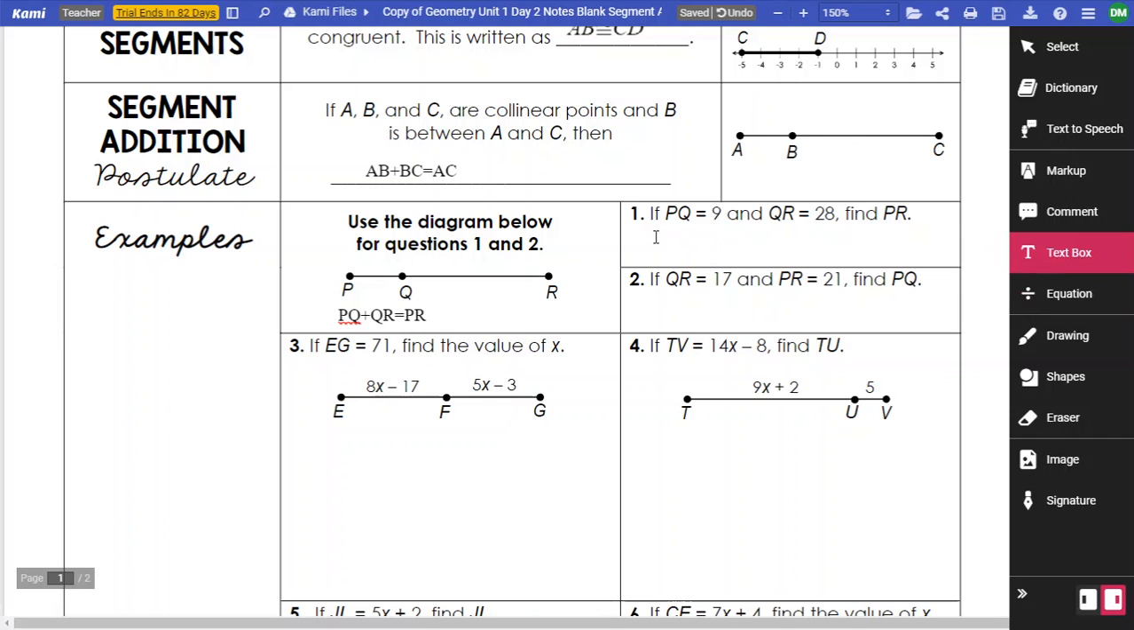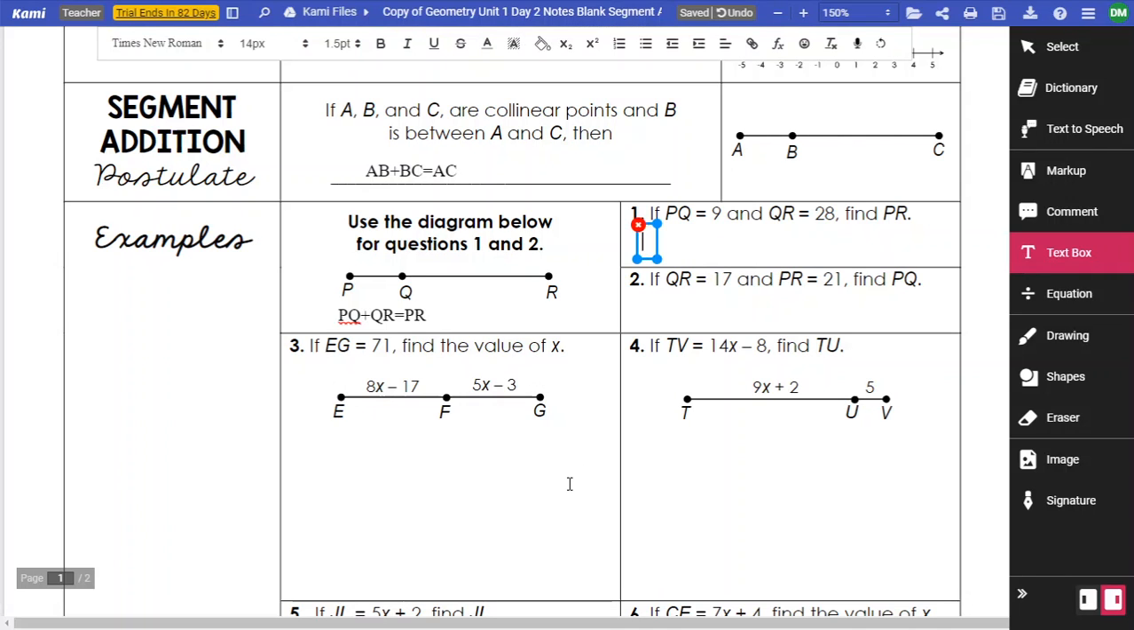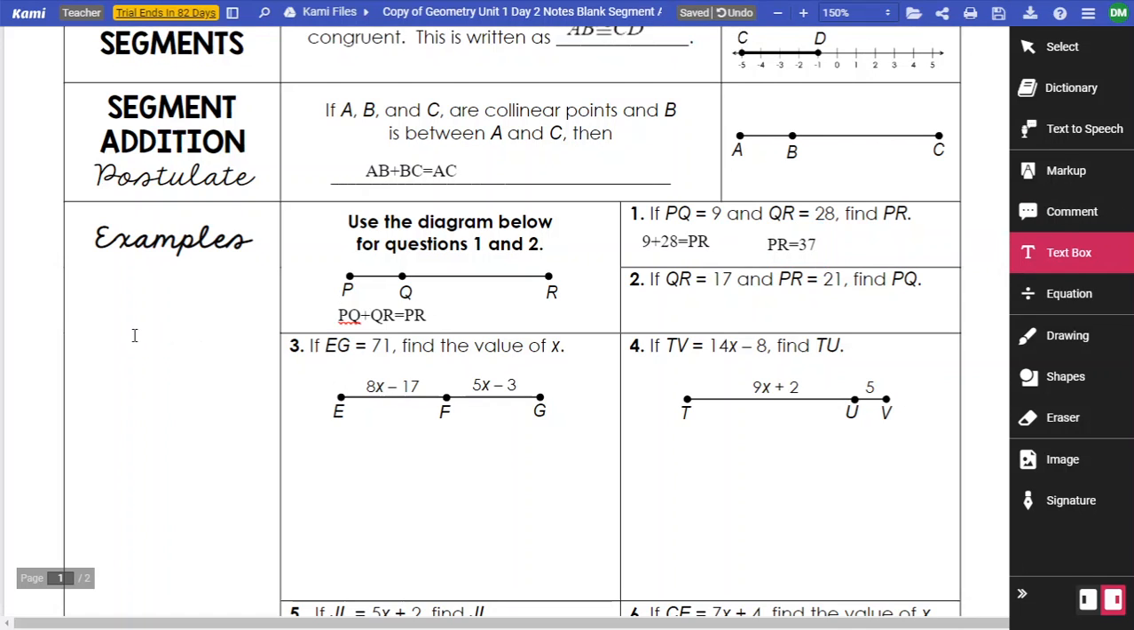So number 1 over here, it says PQ is 9 and QR is 28. We want to find PR. Well, 9 is PQ plus 28 is QR. That's going to be equal to PR. And you can grab your calculator or count on your fingers and toes, even though you don't have enough. And what you'll do is you'll get PR is equal to 37 units long. And that's all there is to it. Don't try to overcomplicate it. I mean, that's what it is. This is what the segment addition postulate is saying.